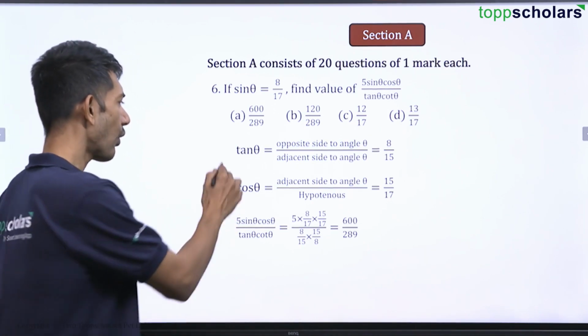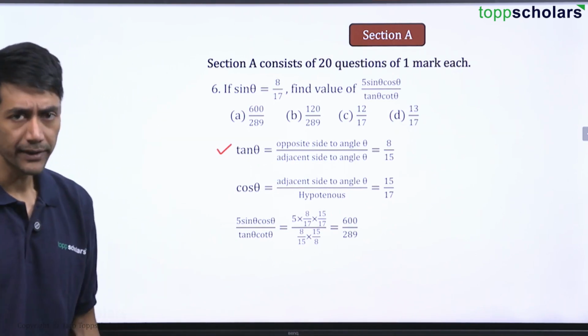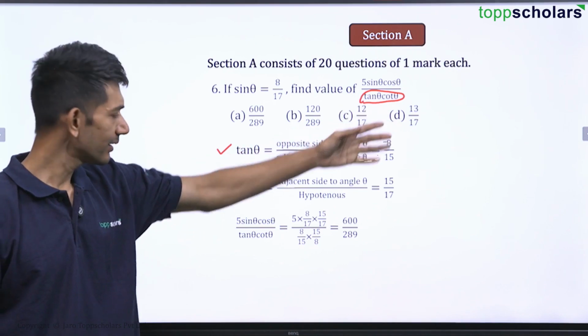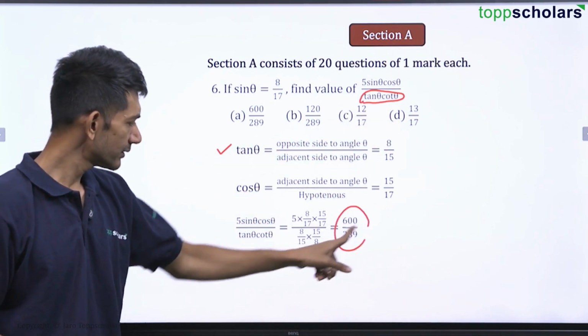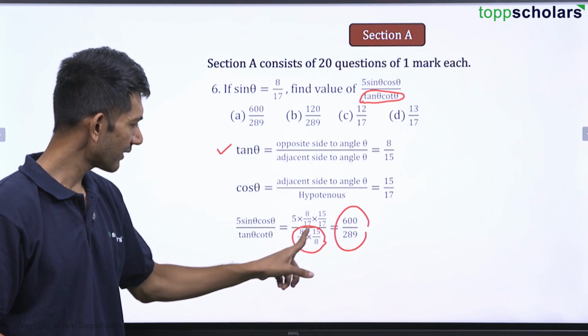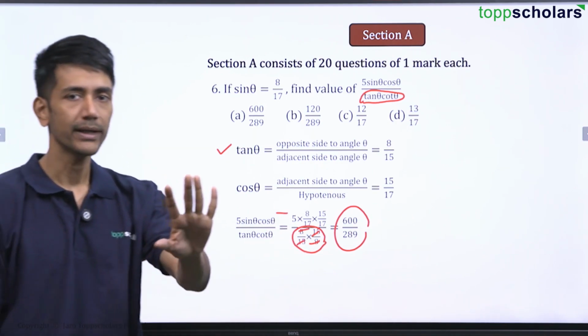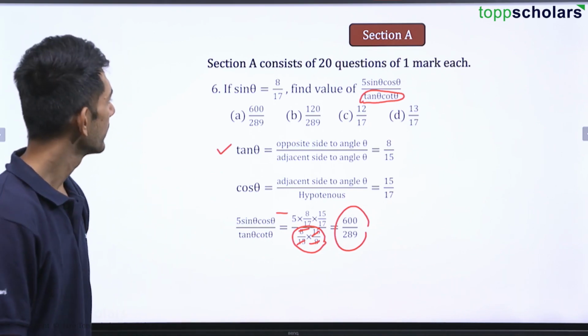So children, even if you want to find this, you can find it. If you don't want to find it, don't find it because anyways tan theta into cot theta is going to be 1. So you can ignore that. Just take the numerator. See, this becomes 1, no? After cancellation, all you get is numerator 600 by 289. That's it. That is your final answer.